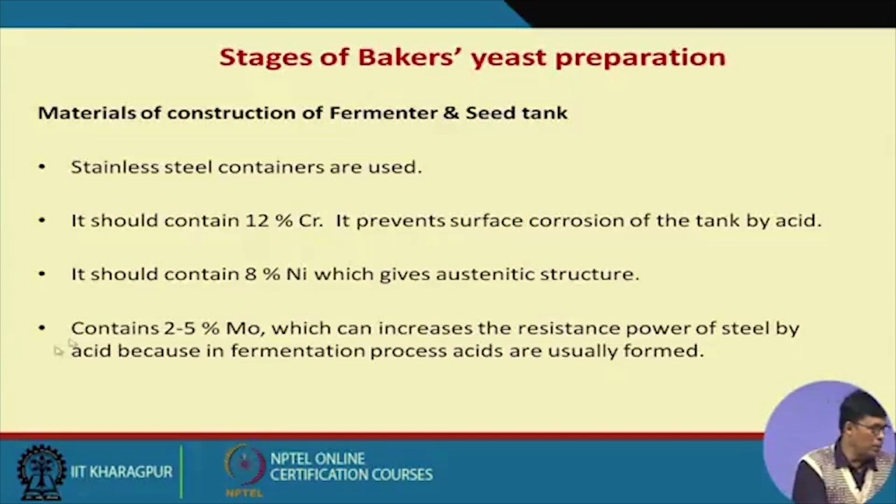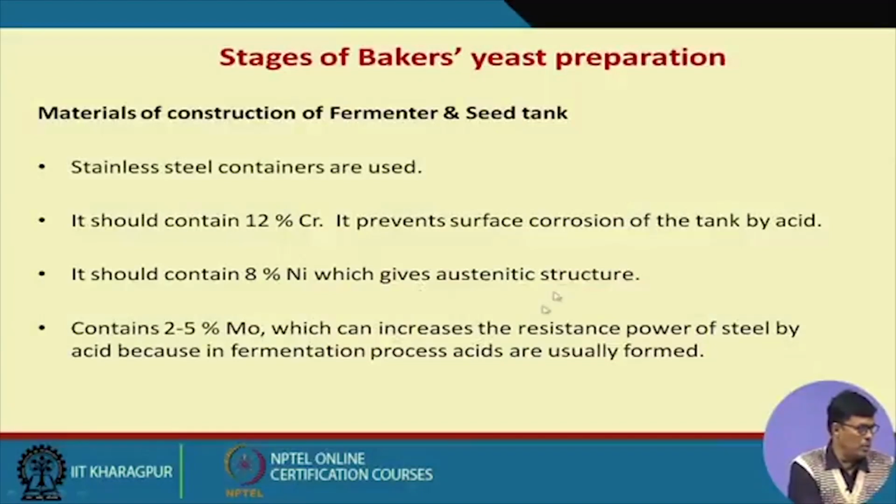Now, here I have given you some instances. It should contain 12% of chromium, which prevents surface corrosion of the tank by acid. It should contain 8% of nickel to give the austenitic structure. Austenitic structure means smoothness of the metal structure.